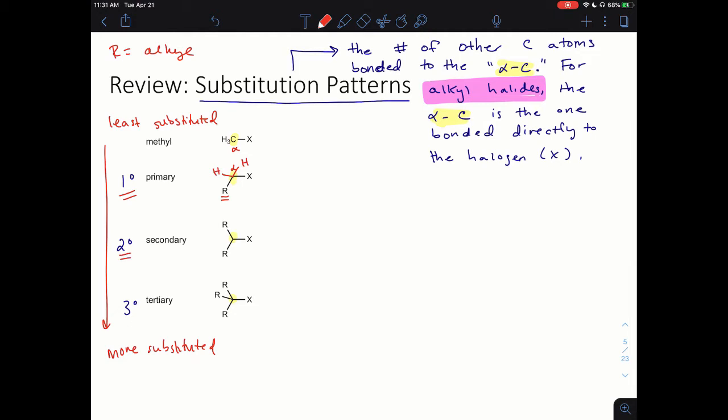Then we can think about secondary. For the secondary alpha carbon, it's bonded to 2 other carbon atoms. For the tertiary, the most substituted alkyl halide, that alpha carbon is bonded to 3 other carbon groups. So this is what we refer to as the substitution pattern of the alkyl halide. It's the number of other carbon atoms bonded to the alpha carbon.